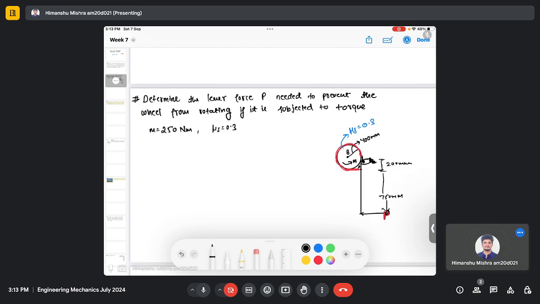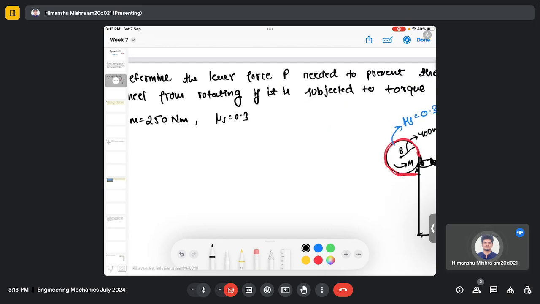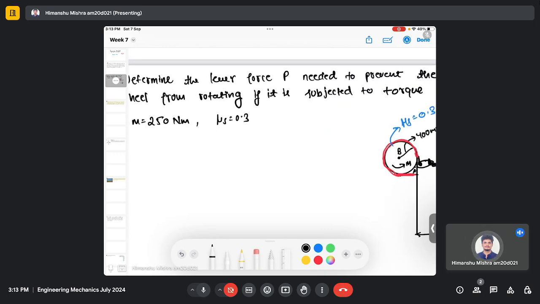So from the question you might have been able to guess that since we are required to find this external force P, we need to use the moment balance equation. You might have already guessed that for the belt friction drive, you can use the equation T2 by T1 equals e to the power mu theta.